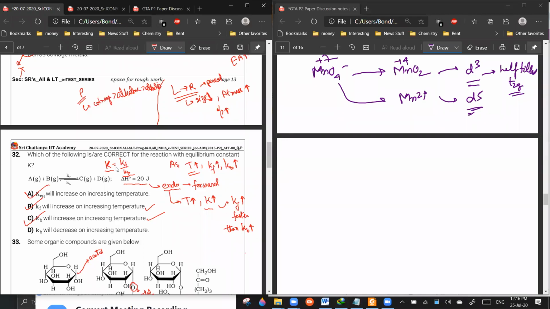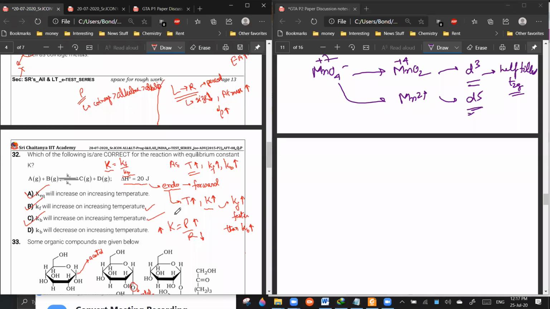Are you getting my point? Yes, sir. Okay. So you see, in this case, the endothermic reaction is in the forward direction. So the value of K is increasing as temperature is increasing, because the equilibrium will shift towards products. K is basically product by reactants only. If product is increasing and the reactant is decreasing, K is increasing. So A, B, and C are correct. Okay. I hope you people are getting this.